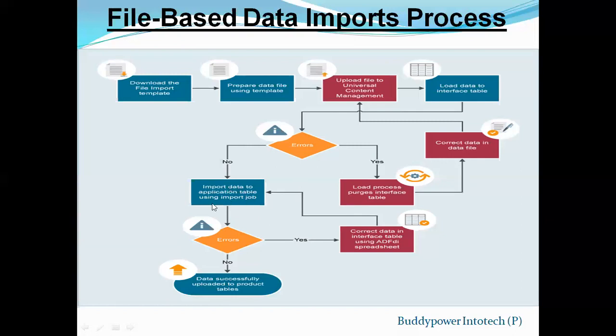At the stage where the data is loaded into the interface table, if you find any errors, they get corrected in the interface table using ADFDI spreadsheets. Even after the import into the application table using the import job, if errors are found, it goes back to the ADFDI spreadsheet and gets corrected there. So basically it's a chain process. The irrelevant data gets purged out, and data with scope for correction gets corrected and goes back to the Web Center Content Server.